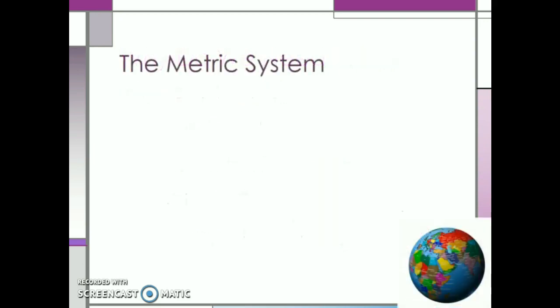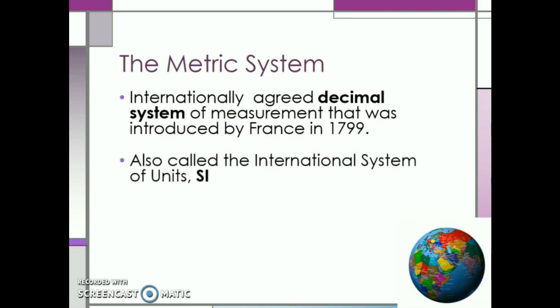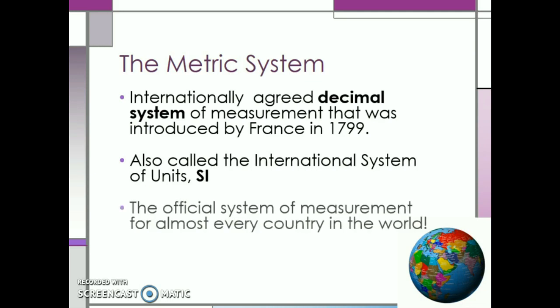Before we can discuss how to convert one unit into another, let's talk about the metric system. The metric system is the internationally agreed upon decimal system of measurement that was introduced by France in 1799. It is also referred to as the International System of Units, or SI units. The metric system is the official system of measurement for almost every country in the world. The United States, Liberia, and Myanmar are the only 3 countries who do not use the metric system.